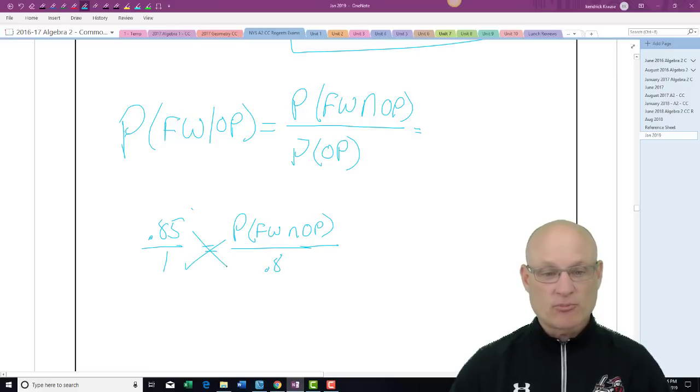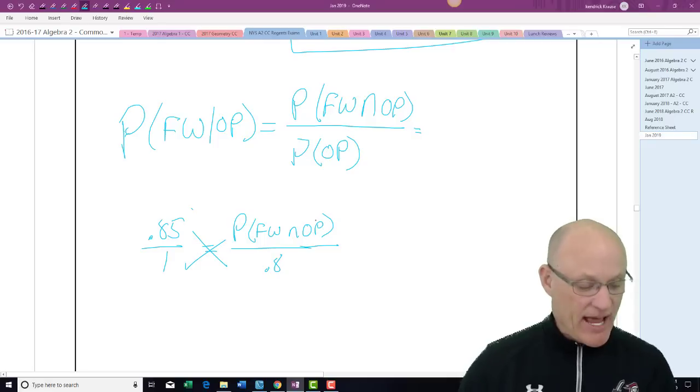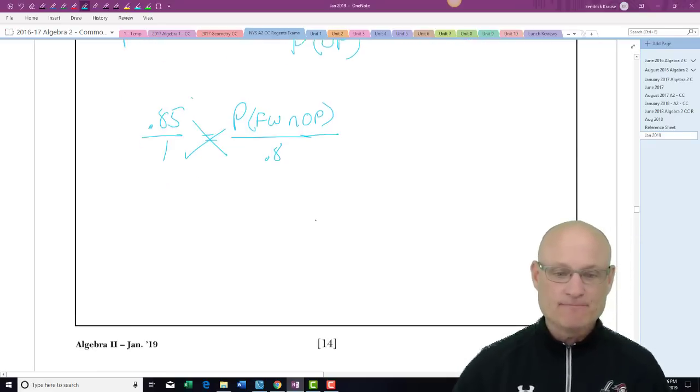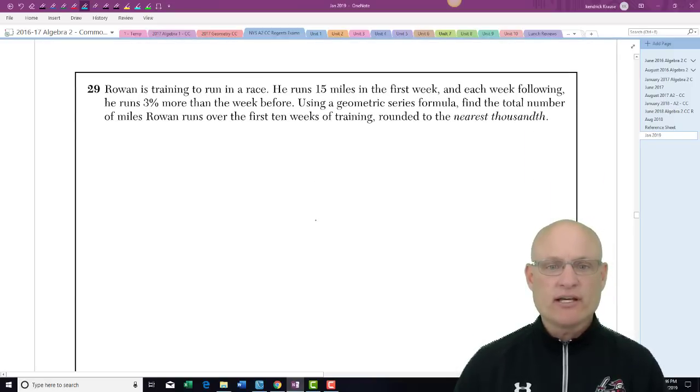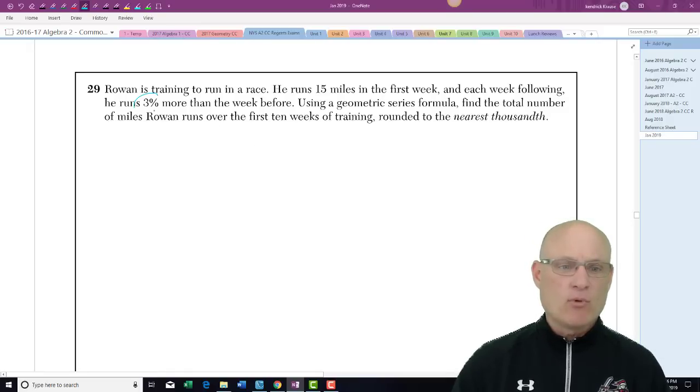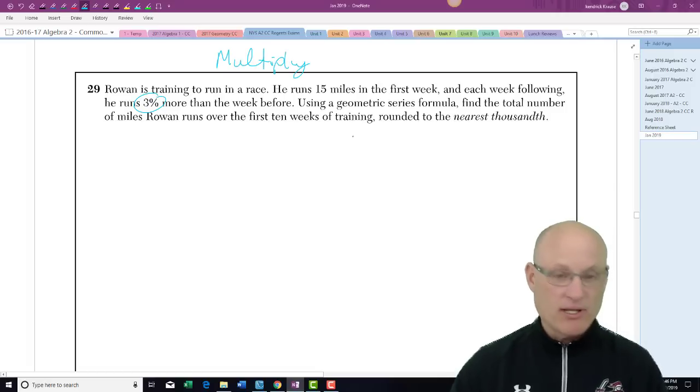And if I just cross multiply, you end up with the same exact answer. Not bad, kids, not bad. All right, Rowan is trying to run a race. He runs 15 miles in week 1, and the following week is 3% more. This is multiplying. Anytime you have a percent increase, we're going to multiply.